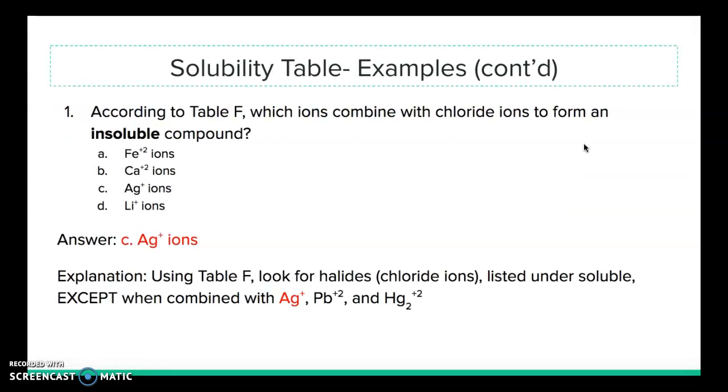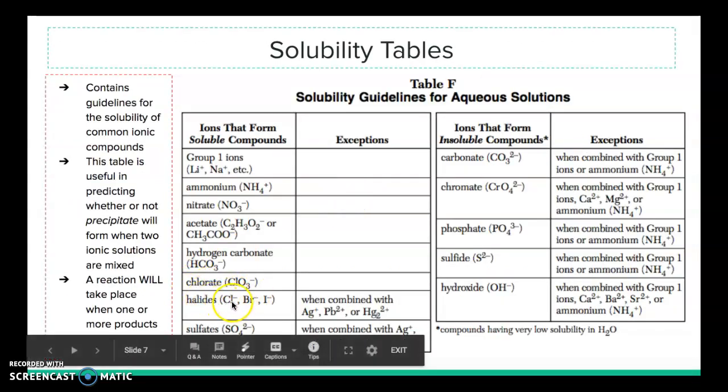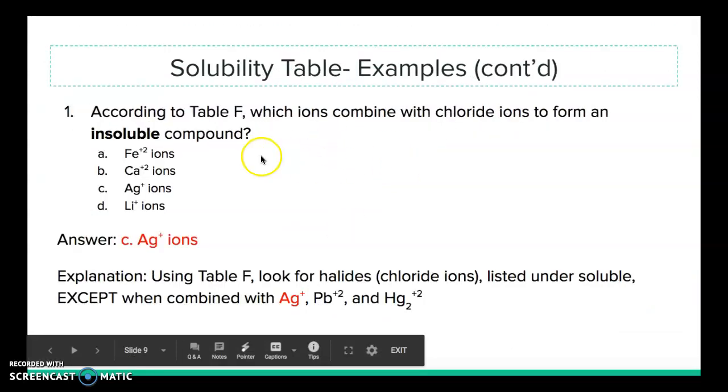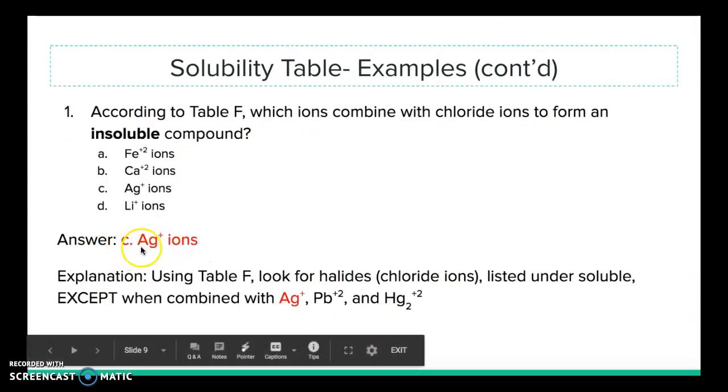Second example, according to table F, which ions combine with chloride ions to form an insoluble compound? So if we look at table F and our chloride, we're going to go to our halides. Chlorine is typically soluble except when combined with silver, lead, and mercury. So let's go to our example. We want an insoluble compound. So if we're looking at our chlorides, we want to find an answer that has either silver, lead, or mercury in it. And that's going to be answer C, silver, because our chloride ions, again, are listed as soluble except when combined with silver, lead, or mercury.